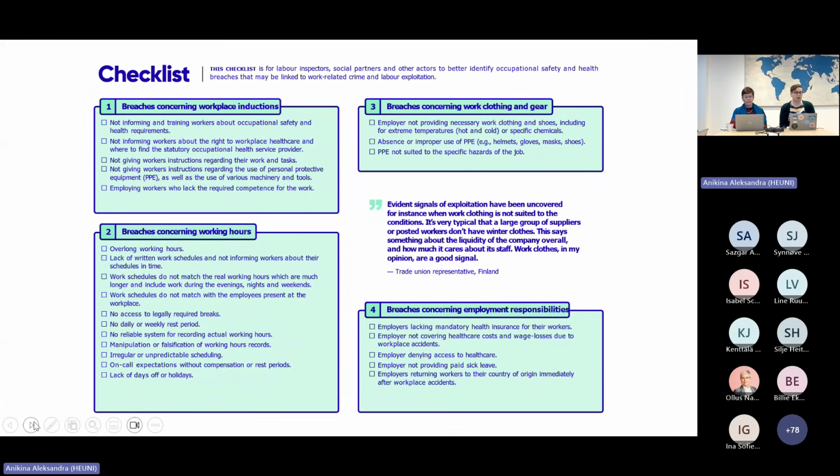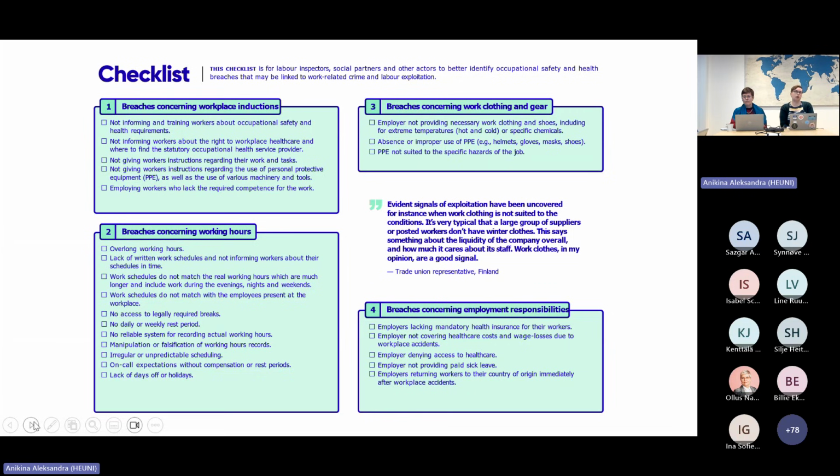So in the first area that we cover, it's breaches concerning workplace inductions. So not informing or training the workers about occupational safety and health requirements, and not giving them, for example, instructions on how to use personal protective equipment or the use of various machinery or chemicals.